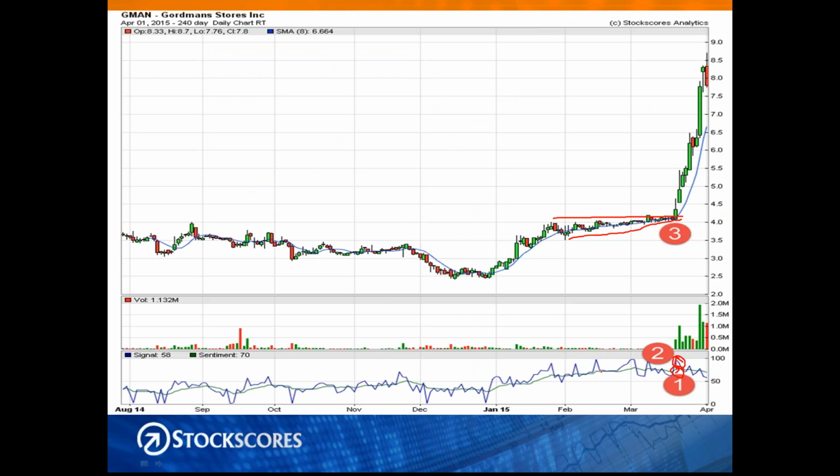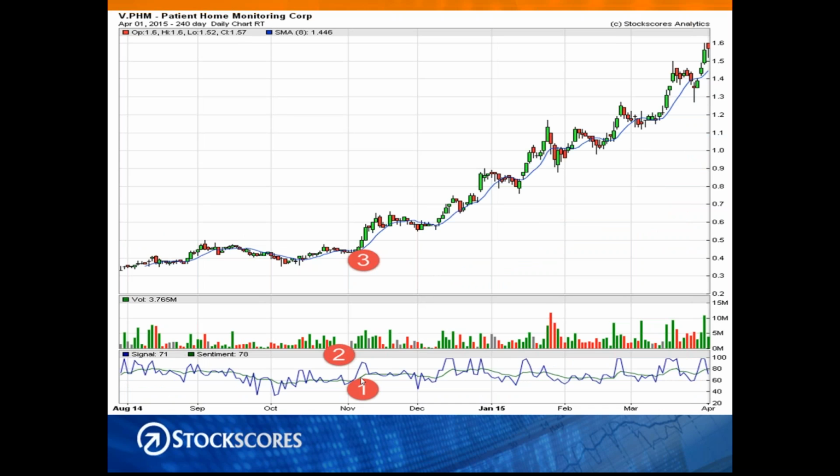You can see that there were other times when the Signal line was above 60 and the Sentiment line was above 80. There's a few times in that chart, I guess 4 times, maybe 5. However, the only time that it had all 3, which was a good Sentiment Stock Score, a good Signal Stock Score, and a break from a predictive chart pattern, was on this day right here. You can see that when that happened, the stock went into a very good upward trend.